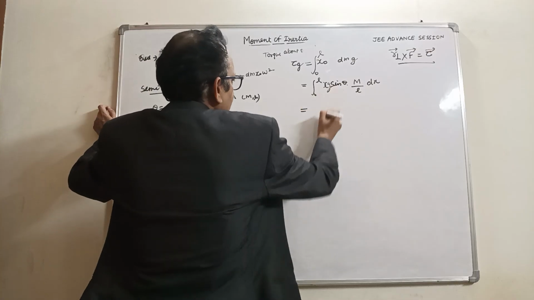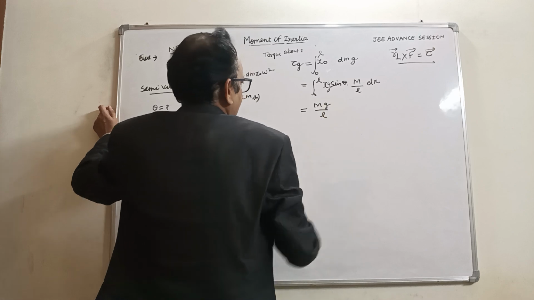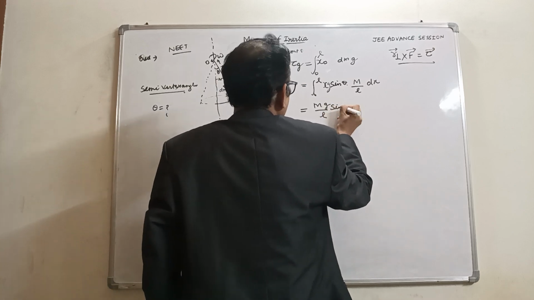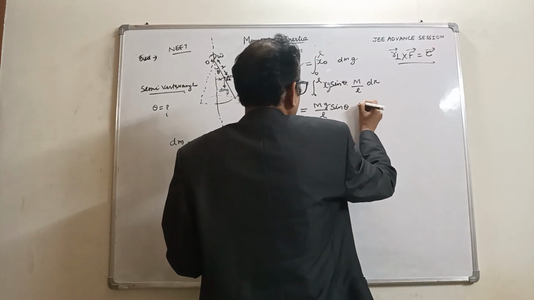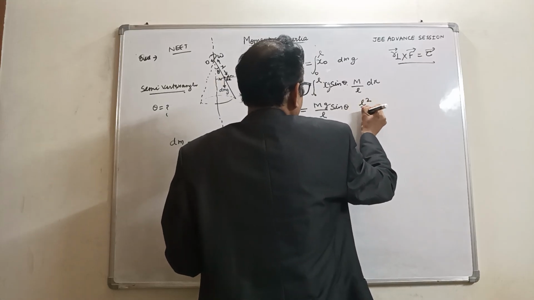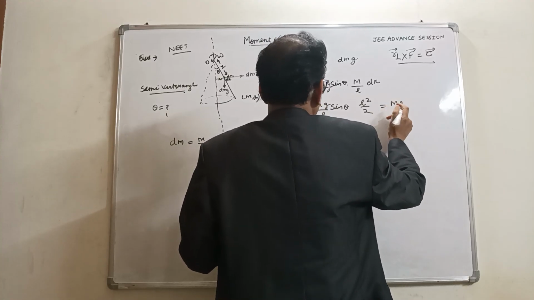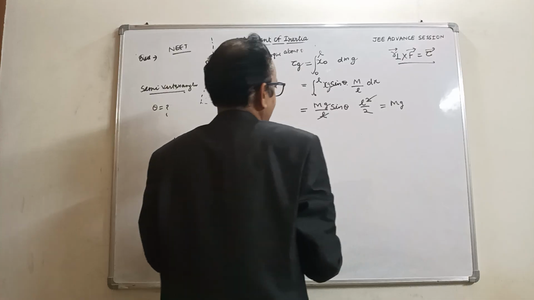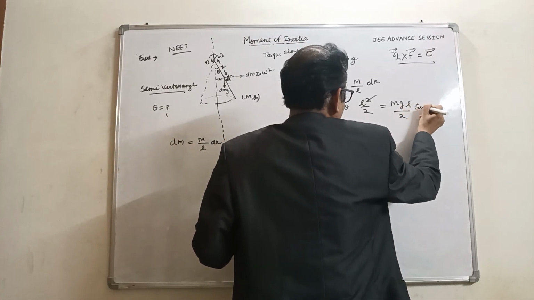So what would be the integration: mg by l, and sin theta is constant, and the integration of x would be x square by 2. So we write here l square by 2. So this becomes mg l, one l cancels, mgl by 2 sin theta.